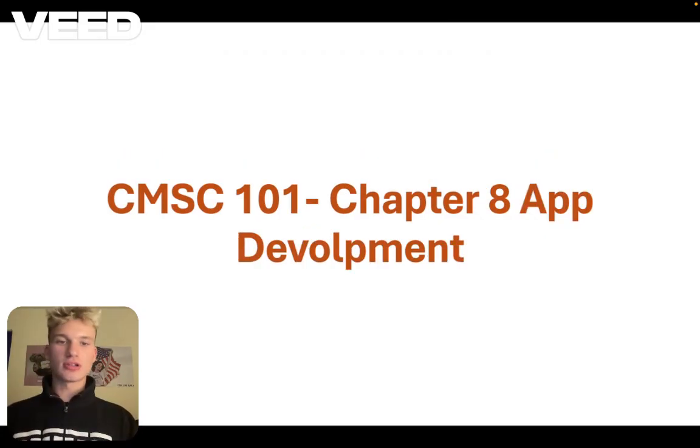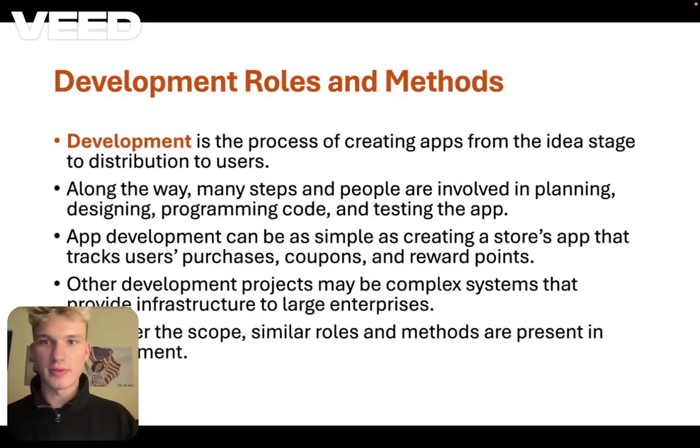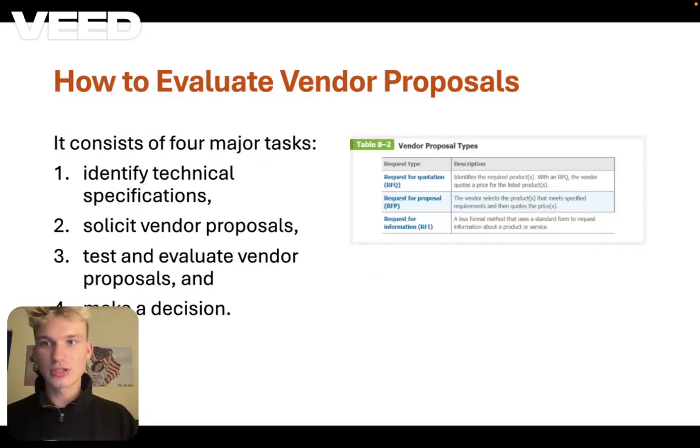So in chapter 8, we talked about app development. We talked about development roles and methods. Development is the process of creating apps from the idea stage to distribution to users. We talked about how to evaluate vendor proposals. It consists of 4 major tasks: identify technical specifications, and etc.